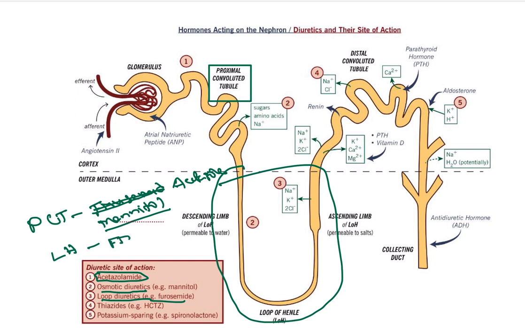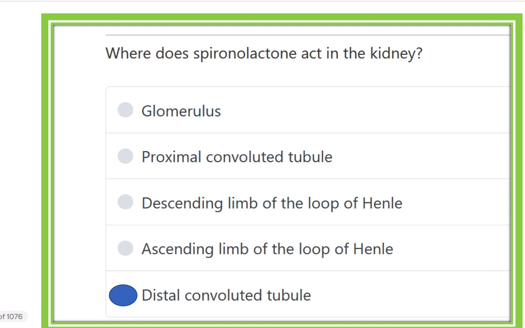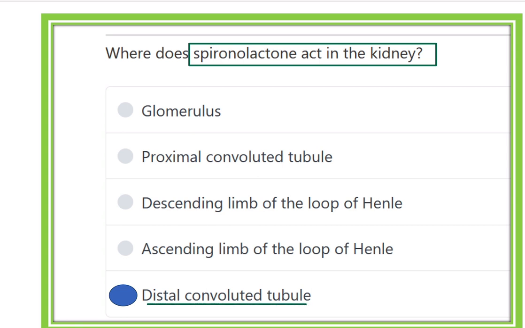If we remember these two, then the rest of all diuretics act on the distal convoluted tubule, such as the thiazide diuretics and potassium sparing diuretics like spironolactone. So spironolactone, thiazide, and also amiloride act on the distal convoluted tubule. So where does spironolactone act? It acts on the distal convoluted tubule of the kidney. I think this is very clear.